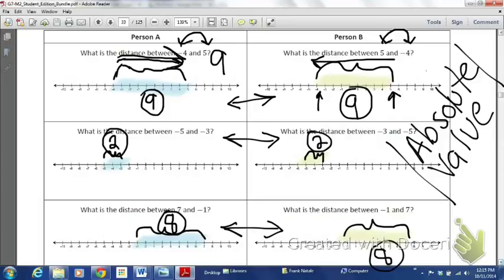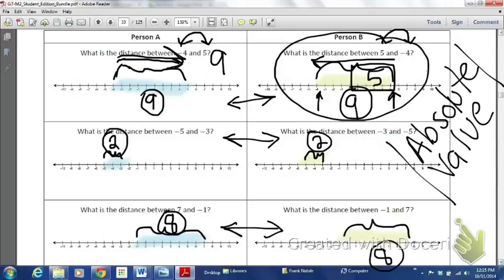So if we look at the top one, for example, on person A's problem here, if we're looking at the distance between 5 and 0, we get 5, right? This portion right here, from 0 to 5, is going to be 5. And now we could have -4 to 0, and that's going to be 4 units. Because again, even though that is a -4, we're on the negative side, we're finding absolute value. We are finding a whole number. So these are going to be 9.